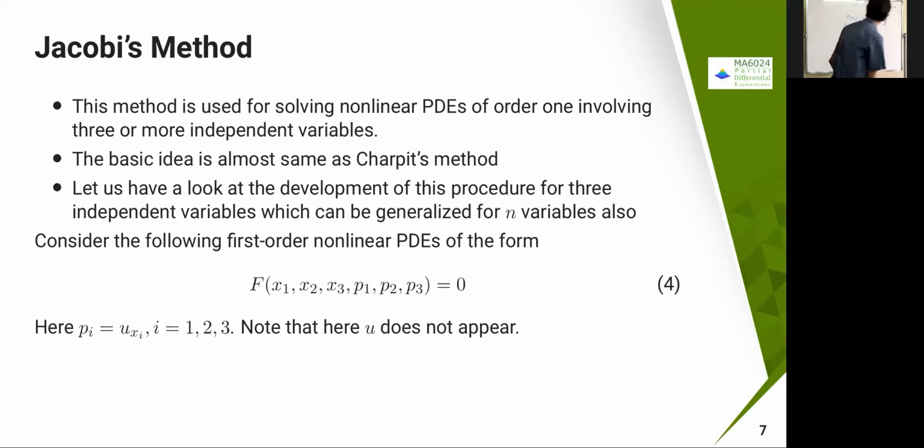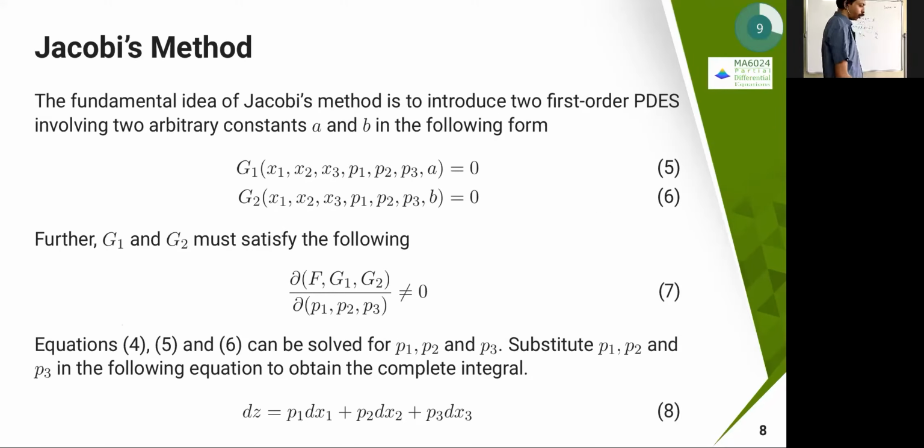Here, pi is nothing but u of xi. Note that here u does not appear, only the other variables. Now what am I going to do? I am going to consider two functions. One is g1, which is g1 of x1, x2, x3, p1, p2, p3, a equal to 0. Another is again the same, g2 of x1, x2, x3, p1, p2, p3, b equal to 0. So two functions I am going to consider.